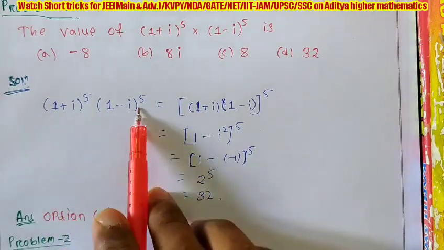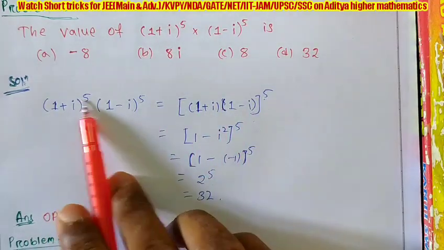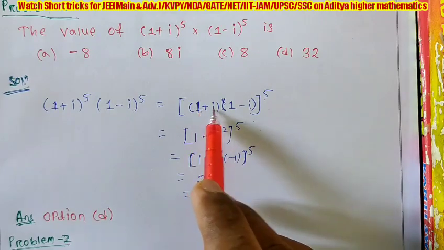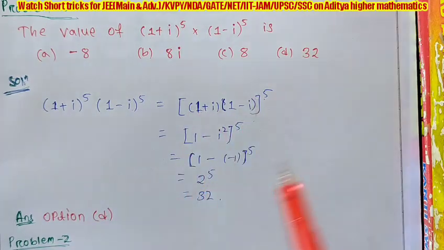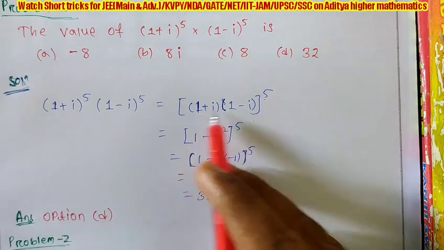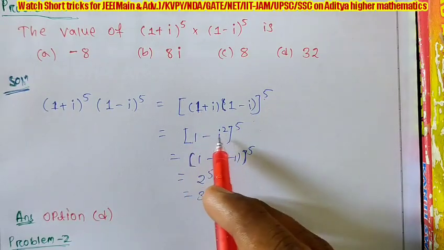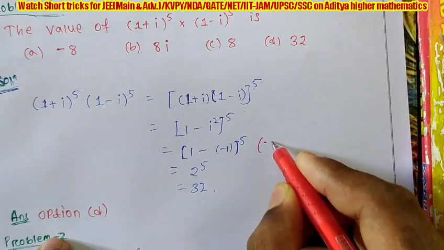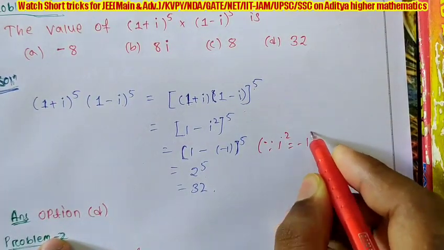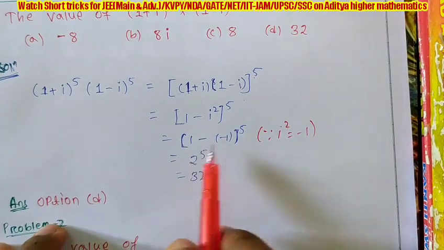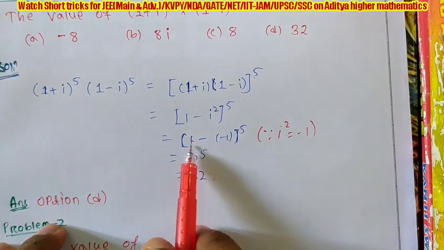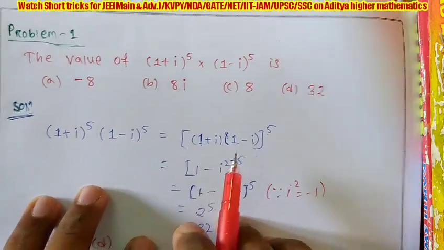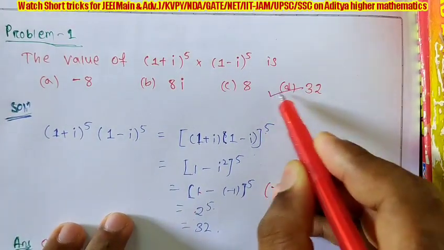Now you combine both and take the whole power 5 because both have the same power. Now it is in the form (a plus b)(a minus b), so use its formula: a square minus b square. That means 1 square minus i square. 1 minus i square, value again used, minus 1. Now minus minus plus 1. So 1 plus 1 is 2 to the power 5, and 2 to the power 5 is 32. So here it is coming. Option D is the correct answer.